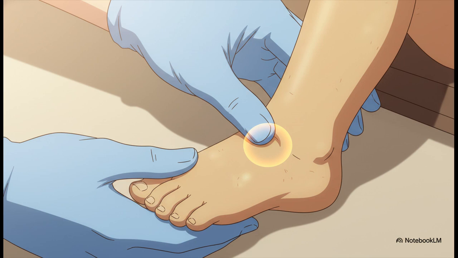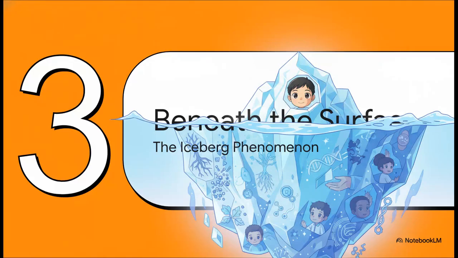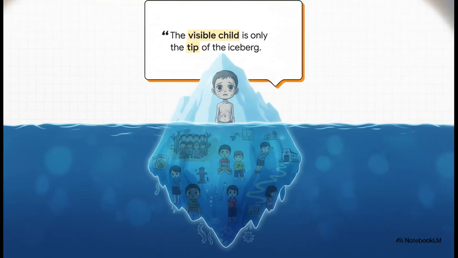And here's the clinical rule of thumb to remember. The second you see any nutritional edema, you automatically classify the case as severe acute malnutrition. It's a non-negotiable sign. Okay, so we have a diagnosis, we have a patient, but treating this one child, well, that's just the beginning. To really understand malnutrition, we have to look deeper. We have to look beneath the surface. This brings us to one of the most powerful ideas in all of public health, the iceberg phenomenon. The idea is simple but profound.